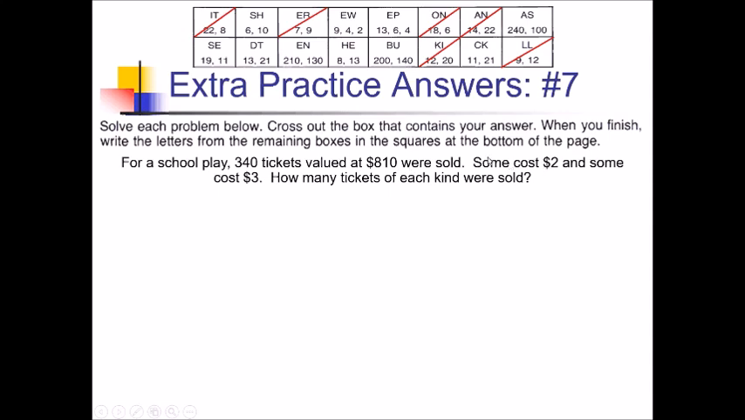Some of them are $2, some of them are $3. How many of each type? So let's start with some variables for the different types. For the $2 tickets, I'll use X, and then Y will be the number of $3 tickets.